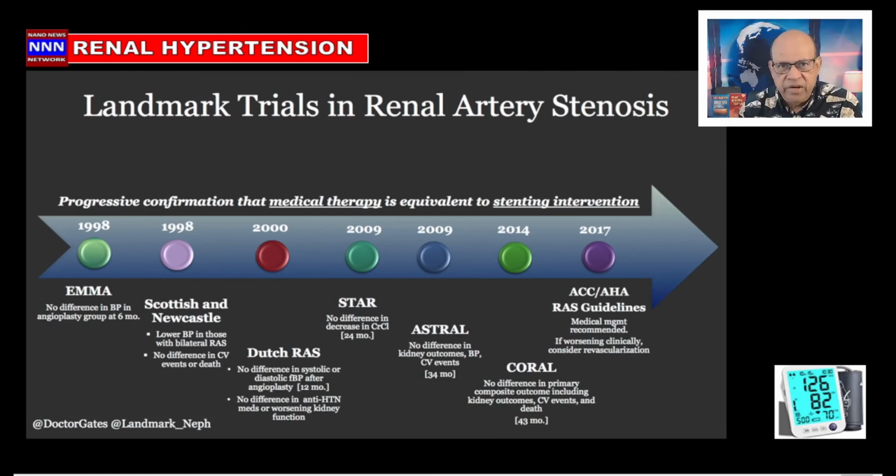In 2017, the ACC/AHA came up with the guidelines that patients with renal hypertension or renal artery stenosis should be medically managed unless they have worsening clinical conditions like the class 1 indication which I talked about in patients with heart failure who are having recurrent uncontrolled blood pressure, or patients with unstable angina with renal artery stenosis who are like class 2A indication. But generally speaking, the results have not been promising.